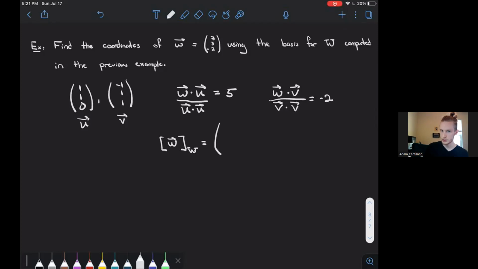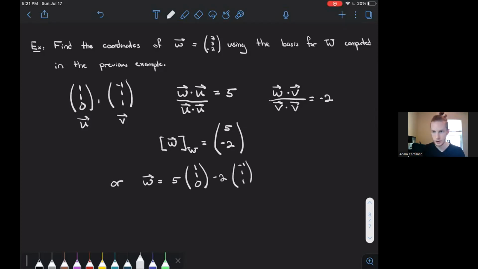And it's just the entries. We have to have an ordered basis, which we do, apparently. You can write our answer this way if you'd like, w equals 5 times (1, 1, 0) minus 2 times (negative 1, 1, 1). Actually, let's go and just verify that.